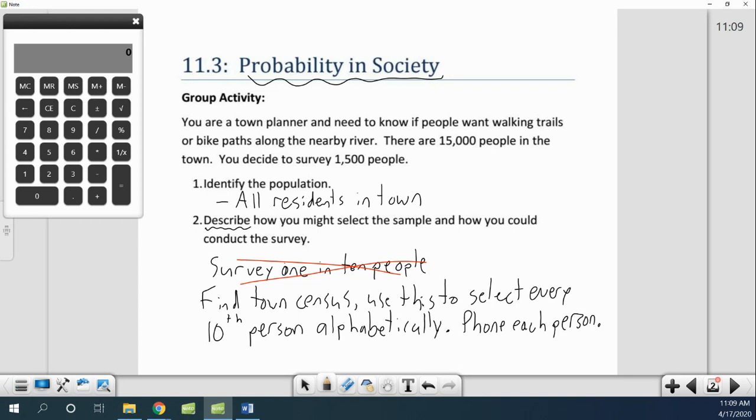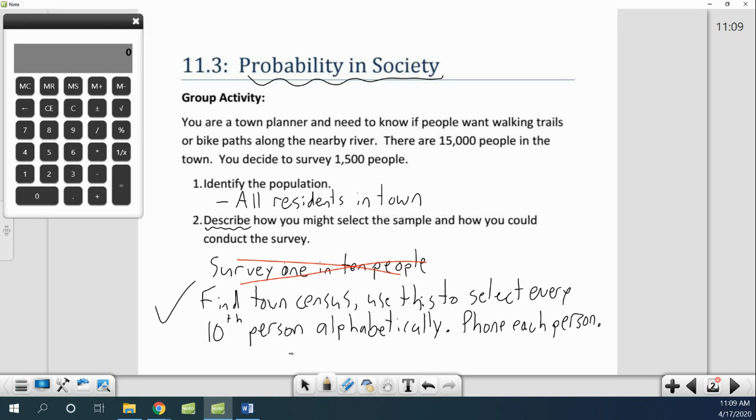You could literally go out and do this. You could go find the census information. Pretty sure it's online. You could use it to select every 10th person alphabetically, assuming the names were linked to that data. I'm not sure if it is or not, but I think it is. And then you just look up each person in the phone book and phone them. Or you could even find their address on that census data as well. So that would give you the ability to actually talk to 1,500 people very randomly. This is a much better description of how you'd select the sample. So I'd use the town census and go to every 10th person alphabetically. And what would I do? I'd phone each person.